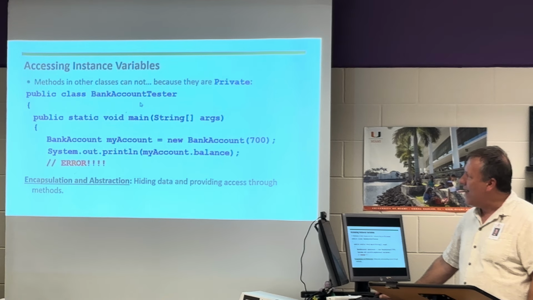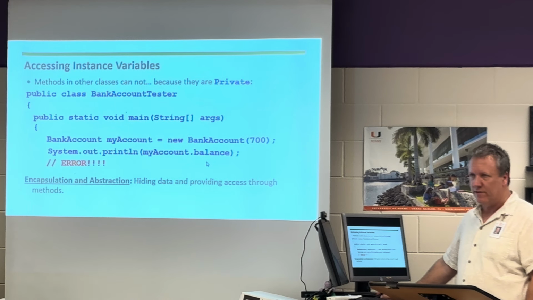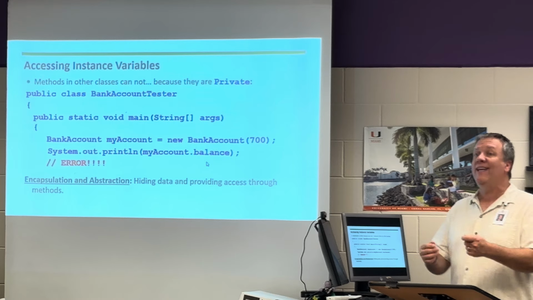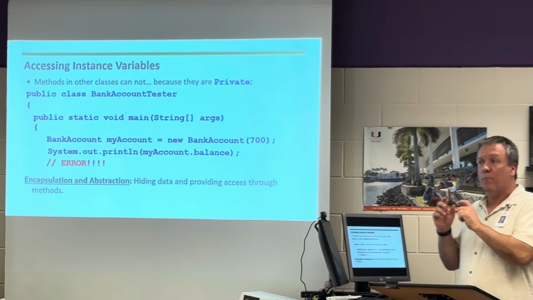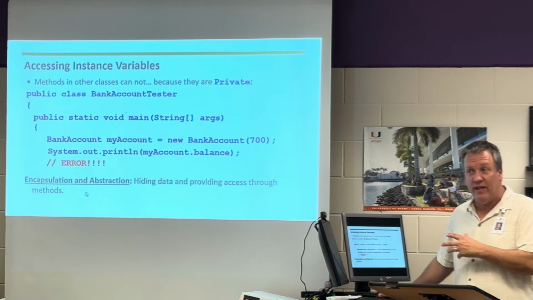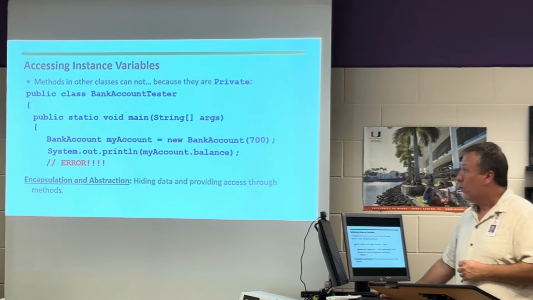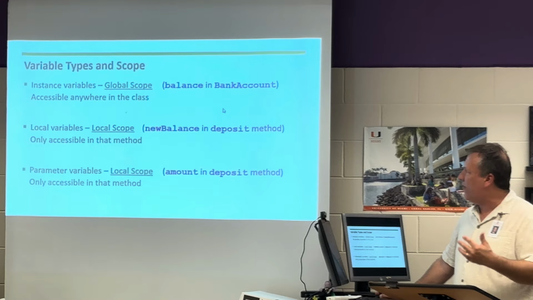If I was in my main method, like we just were over there, could I just say new BankAccount 700 and print my account dot balance? I can't. I have to call the getBalance method. I don't have access to my balance directly because that's a private instance variable. That's the idea of abstraction and encapsulation, hiding the details, right? So that's something that we talk about with instance variables. That's why they're private. You cannot access them outside of the methods themselves.